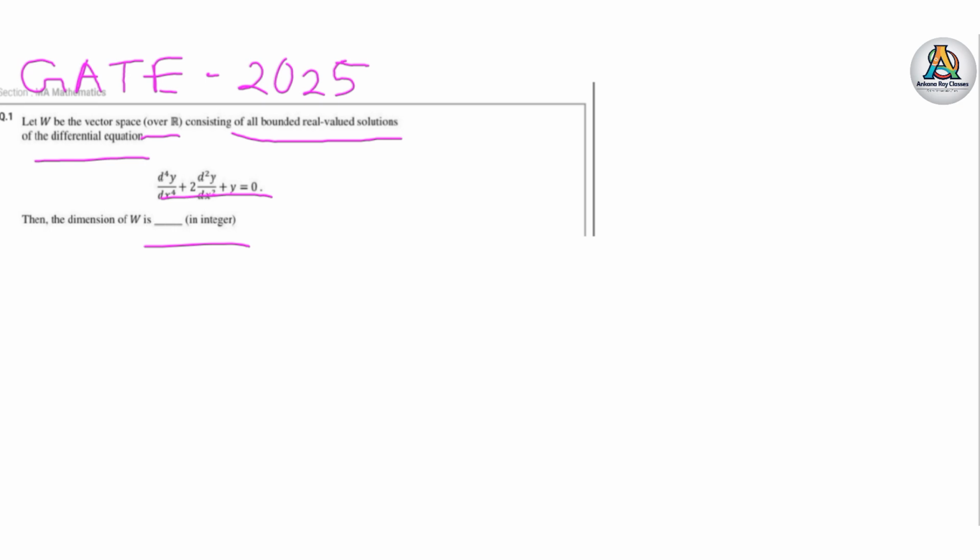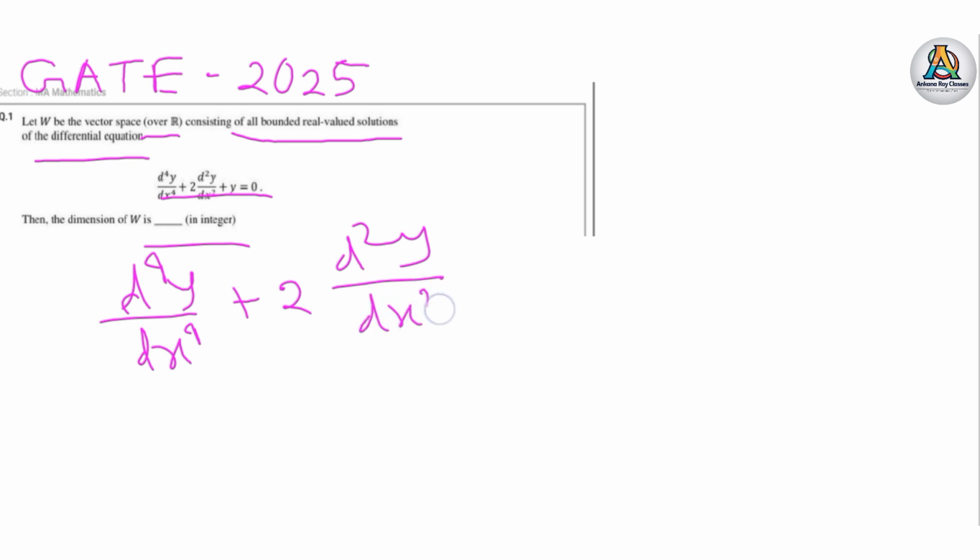Now here the differential equation is d^4y/dx^4 plus 2 d^2y/dx^2 plus y is equal to 0. First we have to find the solution of this differential equation. Auxiliary equation.